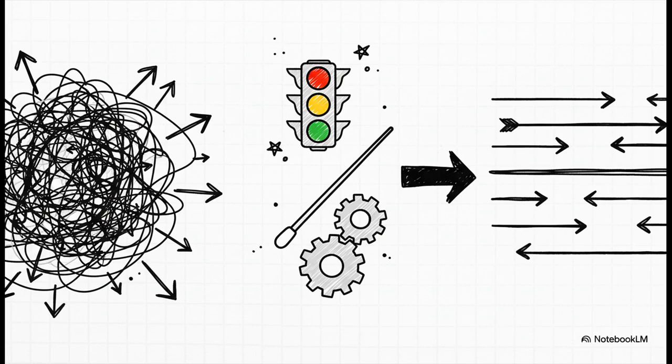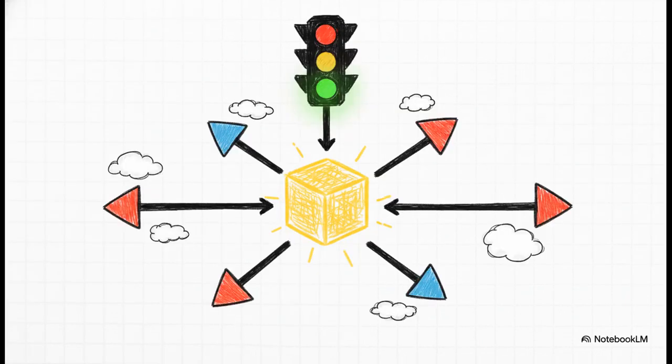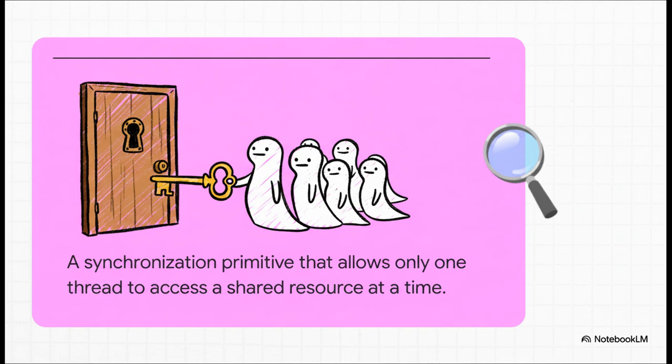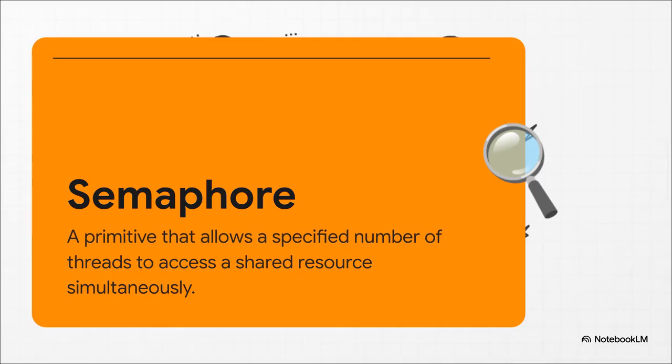We need some rules. For threads, we use something called synchronization. You can think of it like a traffic cop for data. One tool is a mutex. It's basically a lock. Only one thread can have the key at a time. Simple. Then you've got a semaphore. It's like a bouncer at a club, letting a specific number of threads in at once.